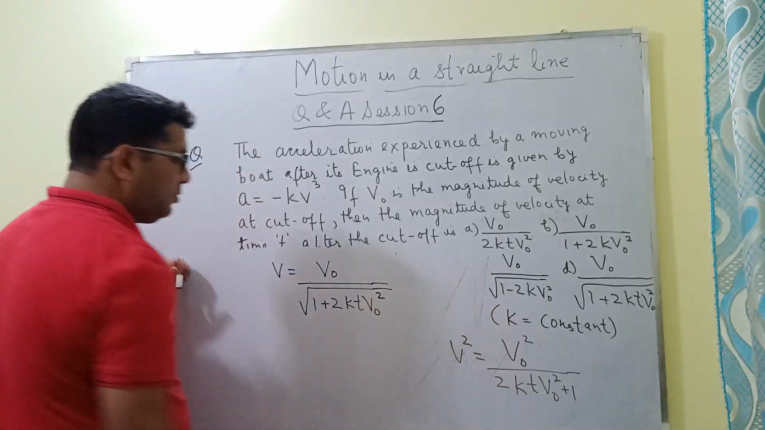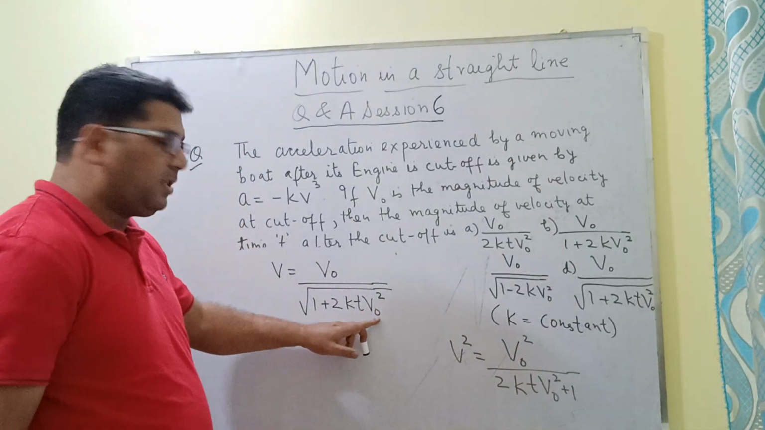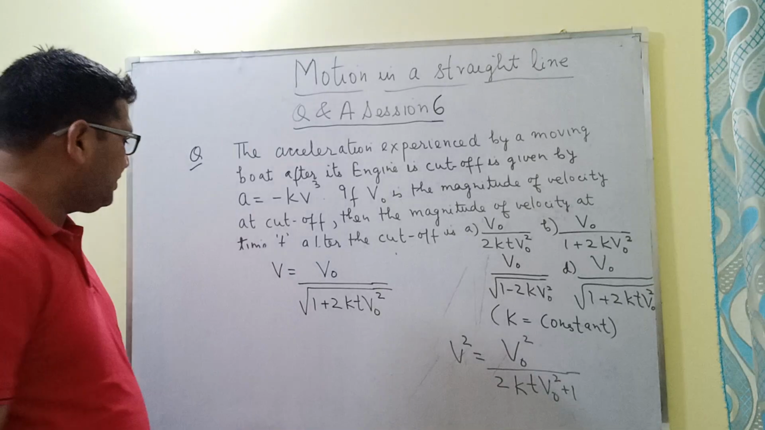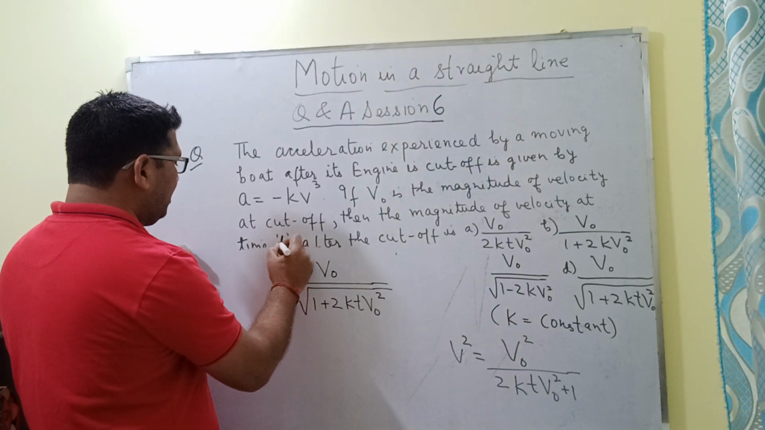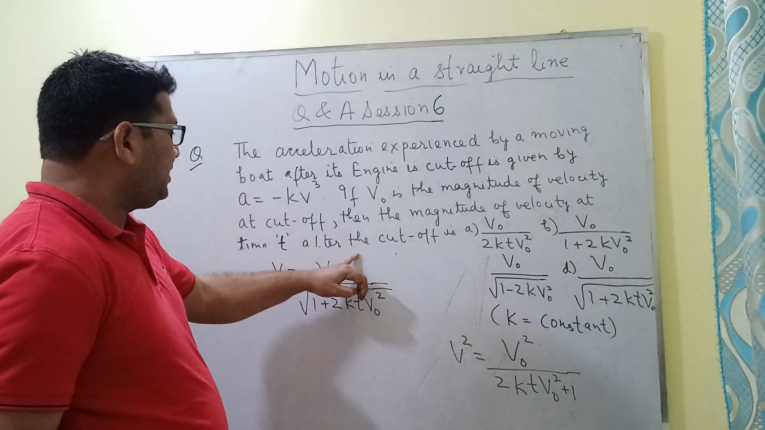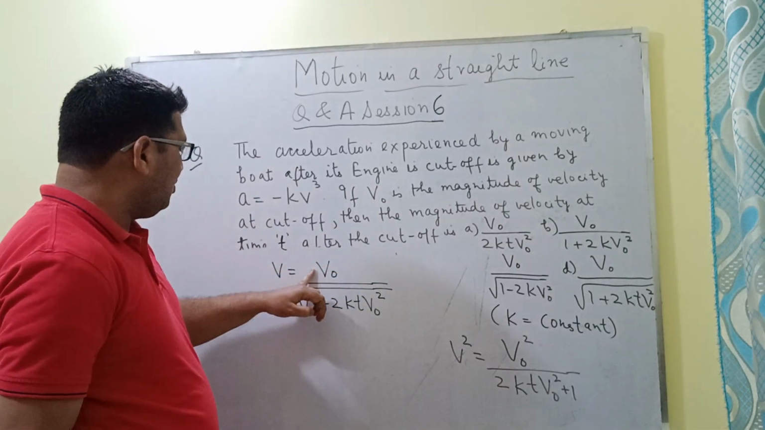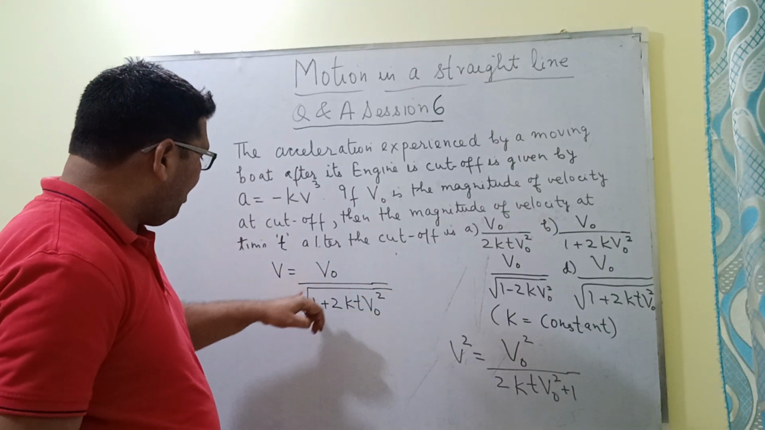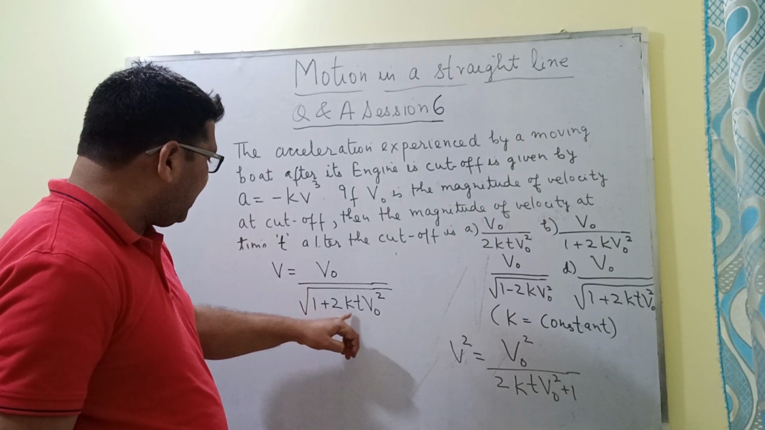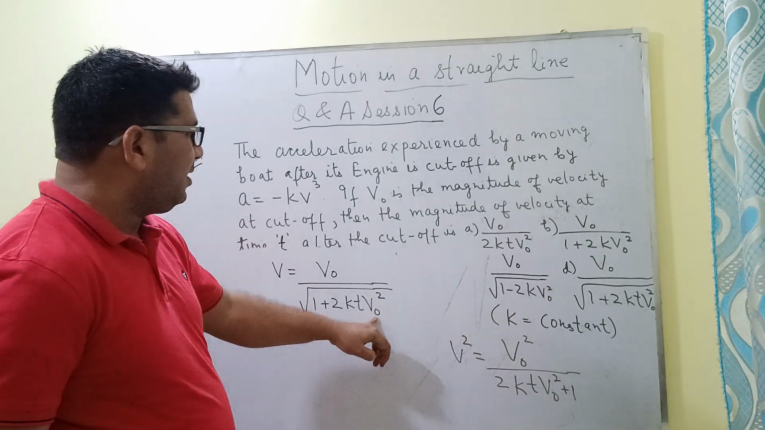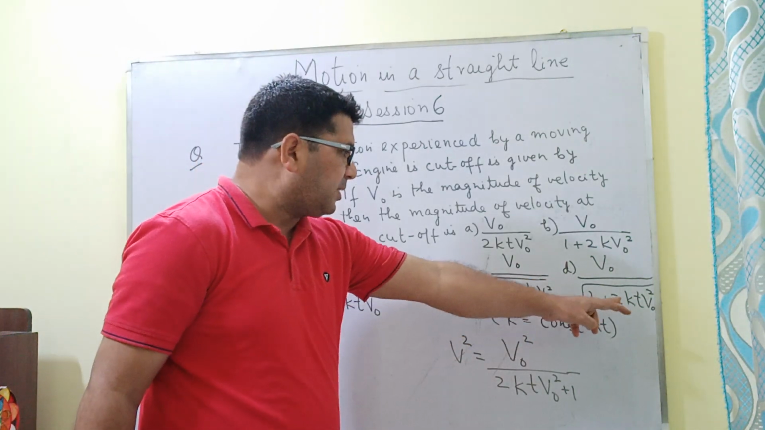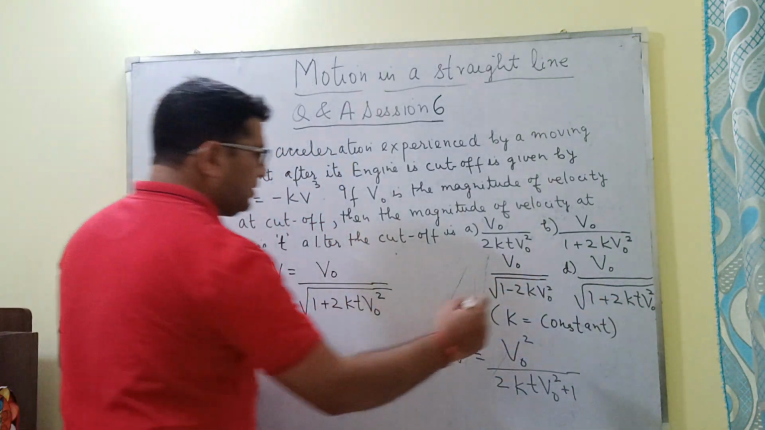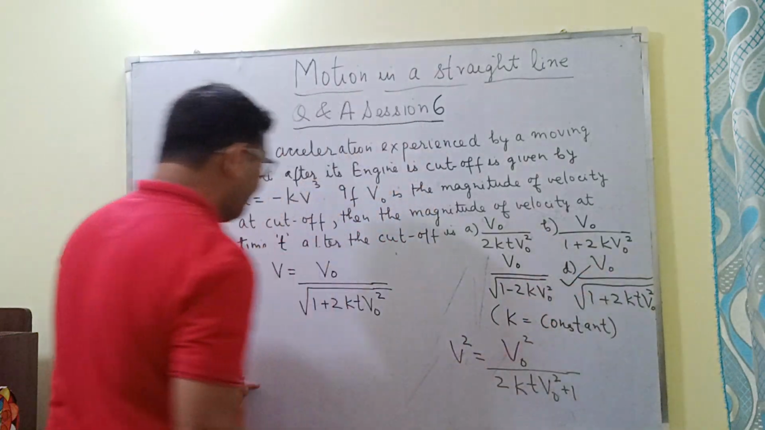v naught square. So the answer, that is the magnitude of the velocity at any time t after the engine is cut off, will be equal to v naught divided by under root of 1 plus 2 kt v naught whole square. So here the answer is v naught divided by under root of 1 plus 2 kt v naught whole square. So the correct option is D.